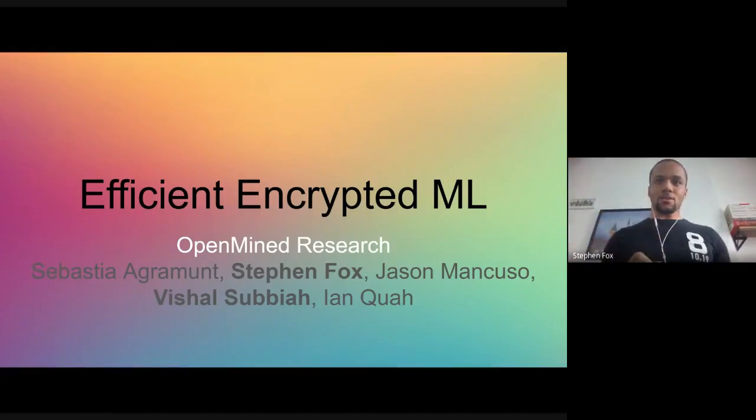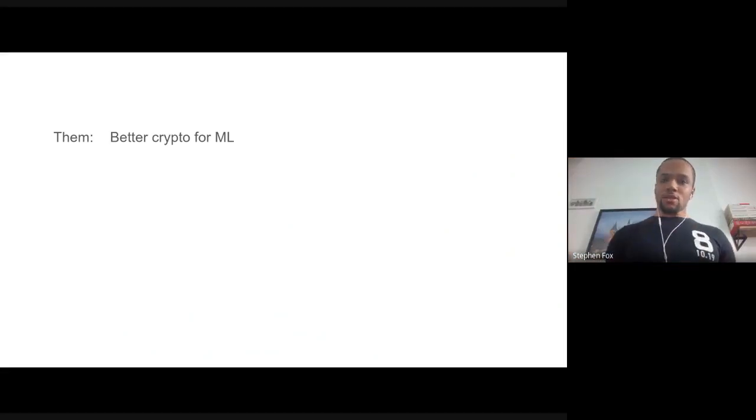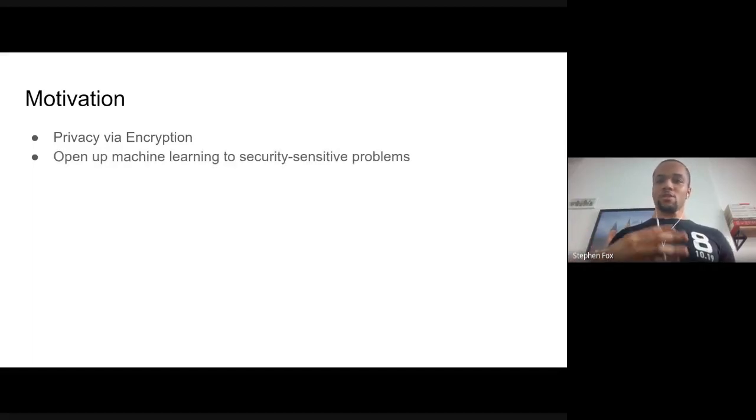No problem. So my group, we're doing efficient encrypted ML. I'm going to be speaking primarily. Vishal might chime in a little bit for some side comments. The general landscape so far is to have better crypto for ML, and what our team is trying to do is make ML better for crypto. The real motivation behind this is privacy via encryption, opening up security sensitive problems to machine learning.